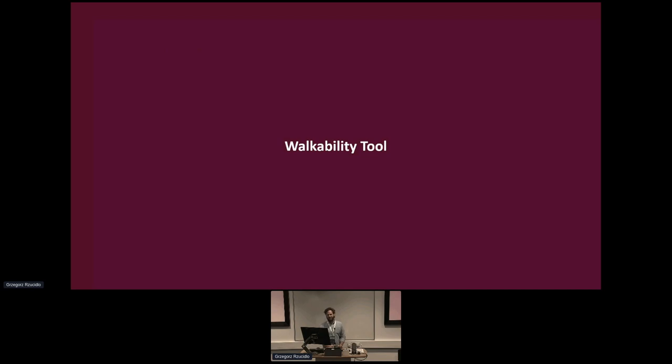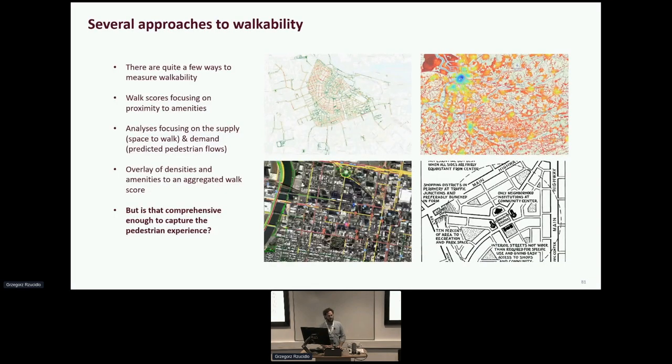Now, having made the case for walkability, I'd like to introduce to you the walkability tool that we've worked on, which is slightly different from what everyone else has been working on. How we approached it is, first of all, looking at what other people are doing. We wanted to see what the spatial approaches to walkability are. And there are several approaches around the world.